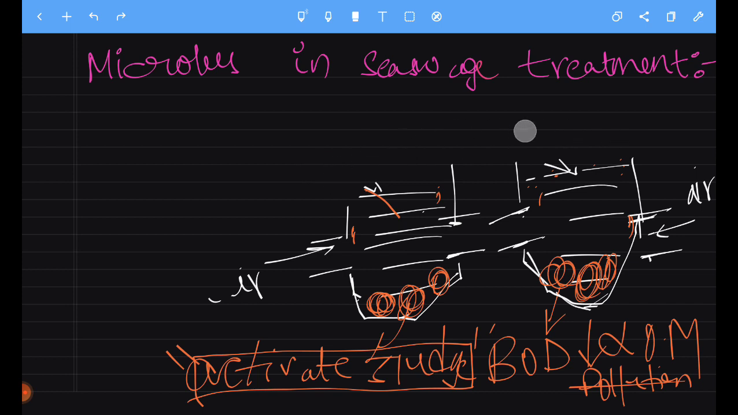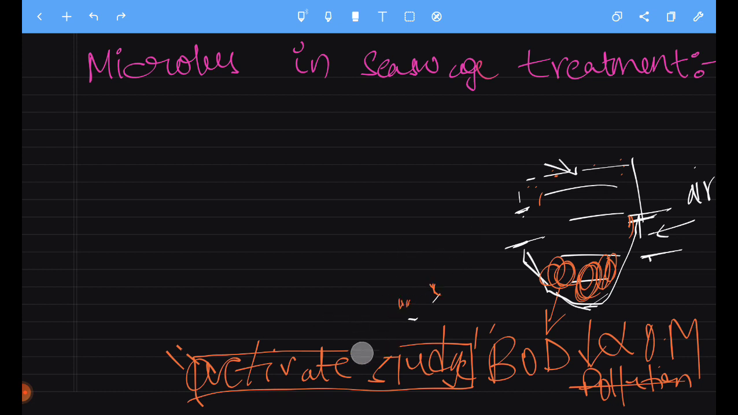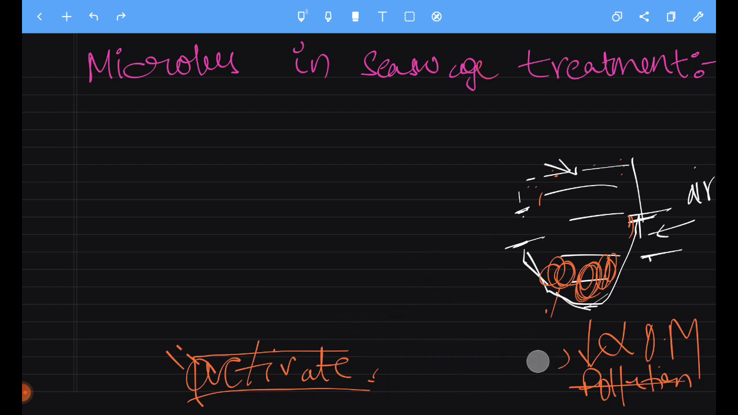About biogas production we will be discussing in our next lecture, and we will be starting biocontrol and biofertilizers.